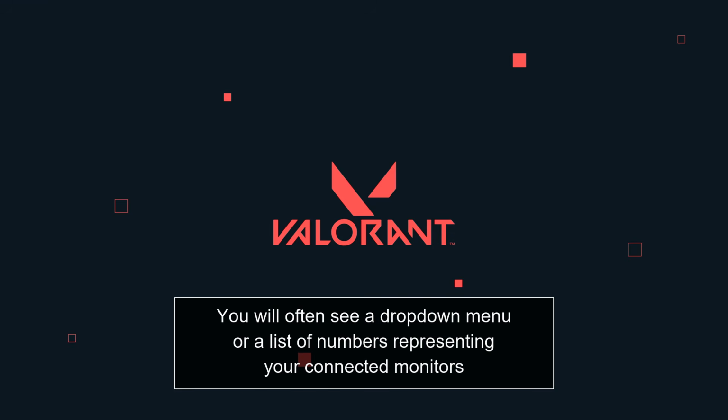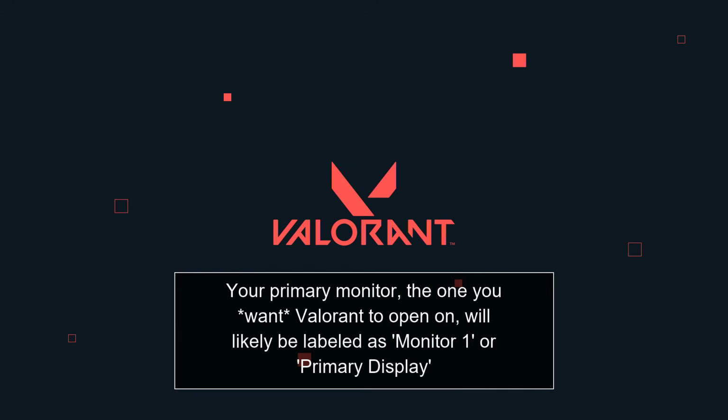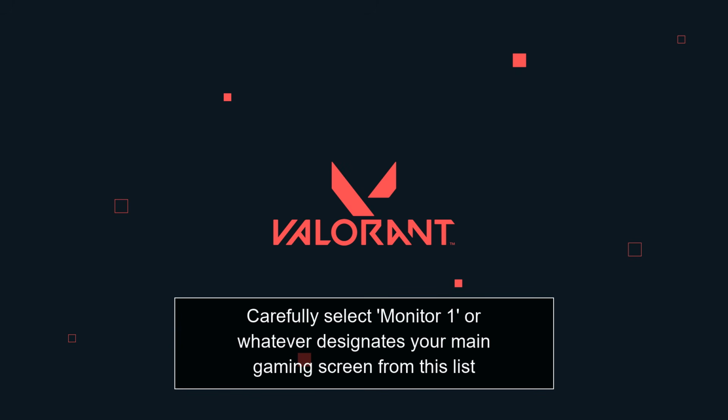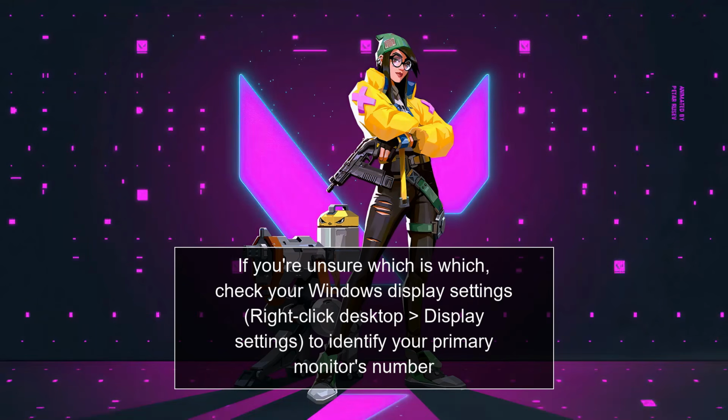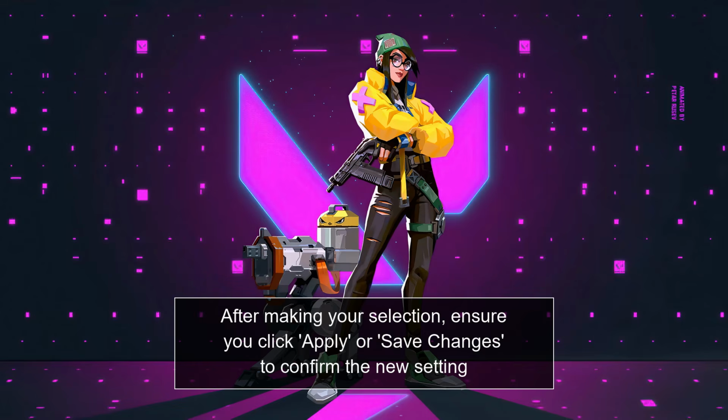You will often see a drop-down menu or a list of numbers representing your connected monitors. Your primary monitor, the one you want Valorant to open on, will likely be labeled as Monitor 1 or Primary Display. Carefully select Monitor 1 or whatever designates your main gaming screen from this list. If you're unsure which is which, check your Windows display settings, right-click Desktop, Display Settings, to identify your primary monitor's number. After making your selection, ensure you click Apply or Save Changes to confirm the new setting.